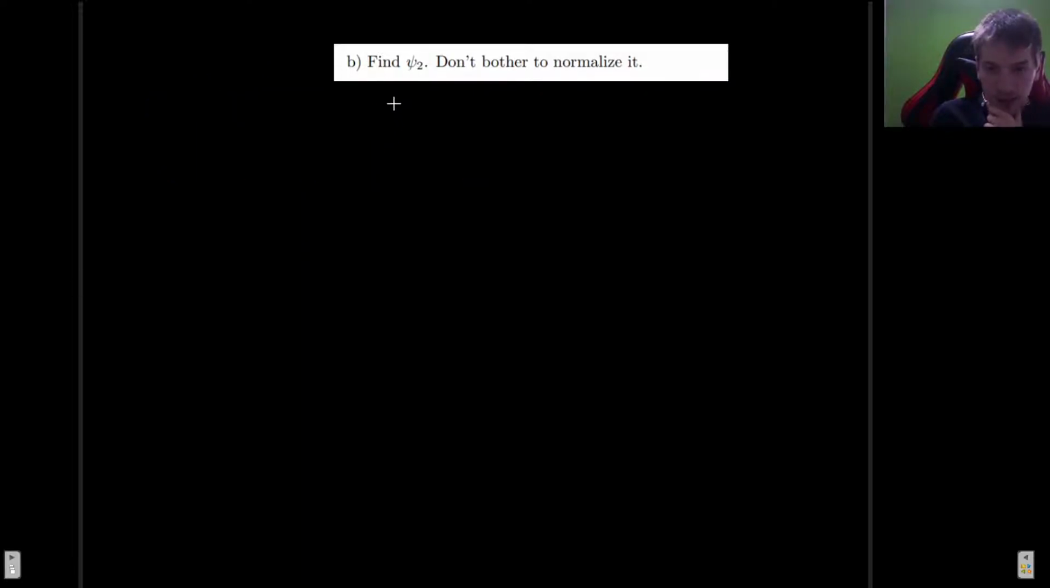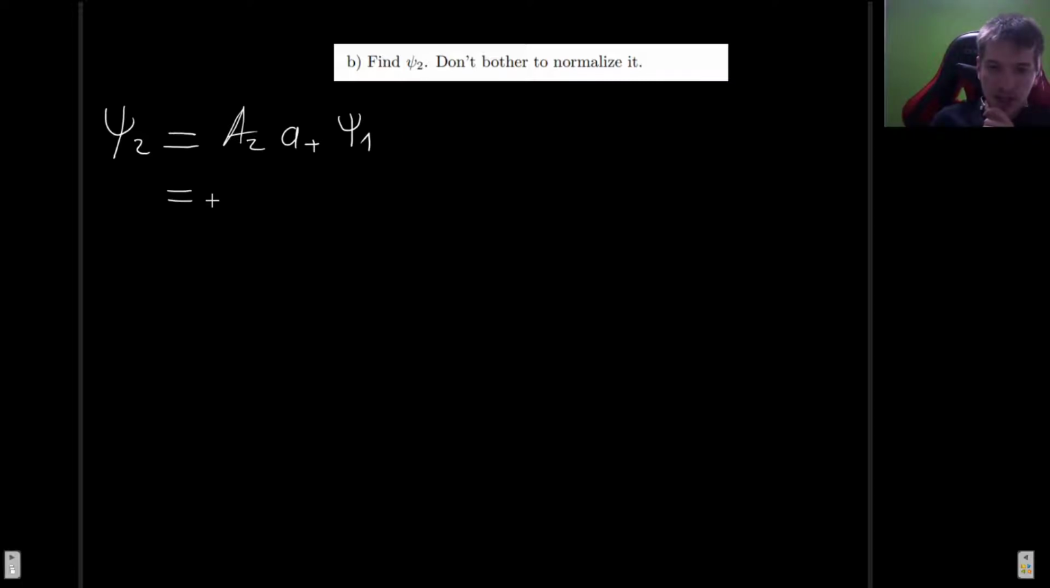Now the second part asks us to find the second excited state and tells us not to bother normalizing it. Okay, so how can we find the second excited state? As we know, the second excited state is going to be some constant of integration A2, which we could find using what we saw in the previous video, but since it's not really asked of us, there's no need, times the raising operator on psi 1. Okay, so that's what we have to do.